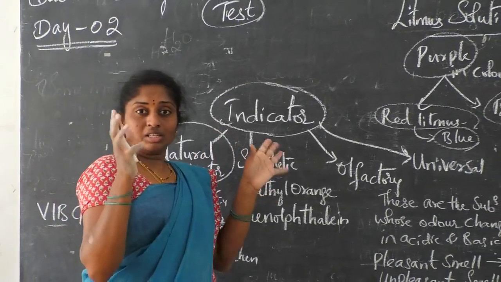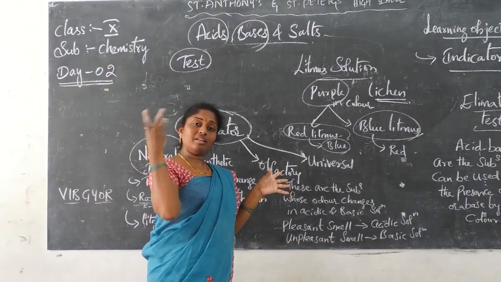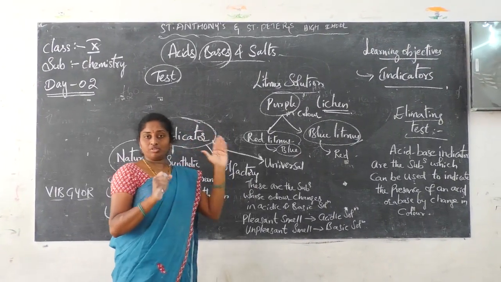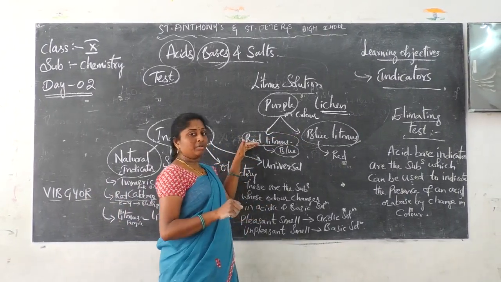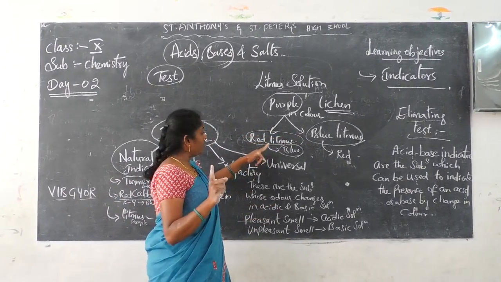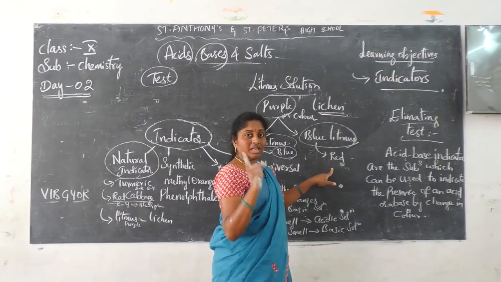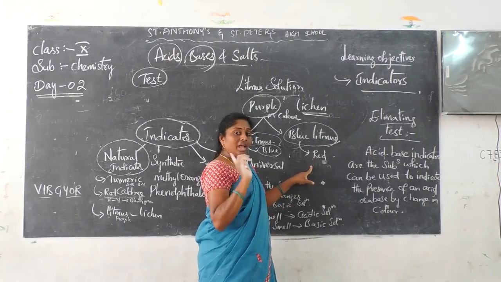Okay. So these are the small examples to understand how the color is changing by using the indicators. This is about the litmus solution, and this is about the red litmus and blue litmus. Red litmus changes into blue color when it is reacting with the base. And blue litmus paper is going to change to red color when it is reacting with an acid.